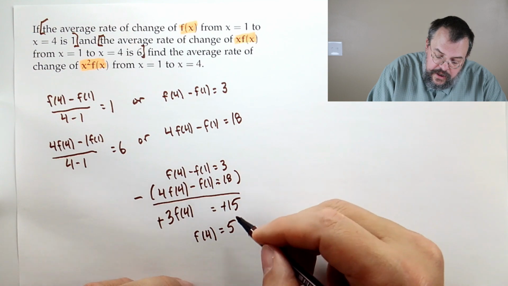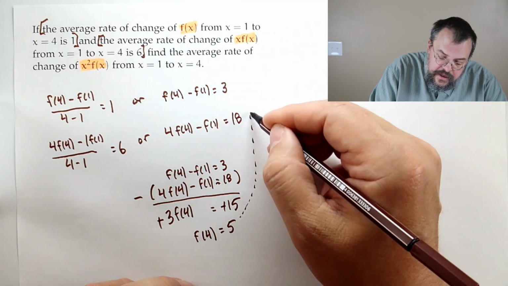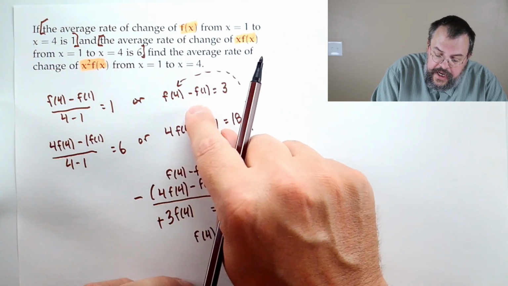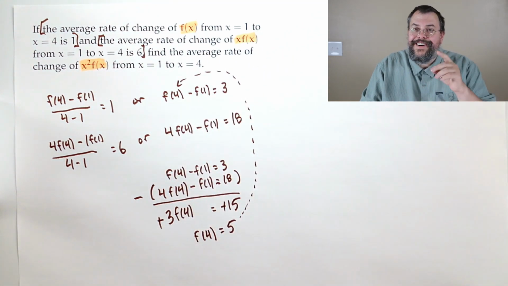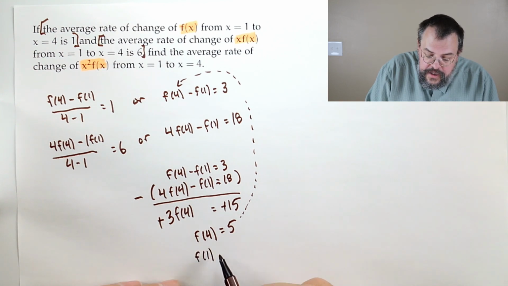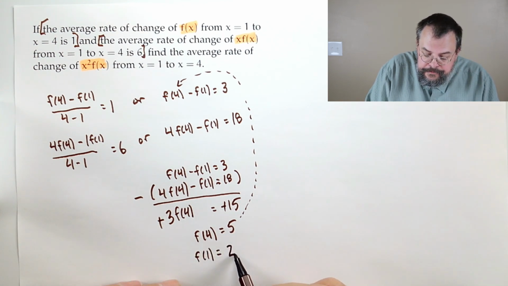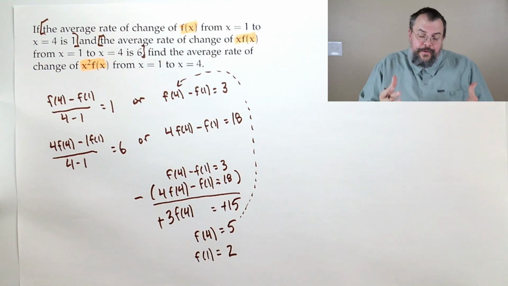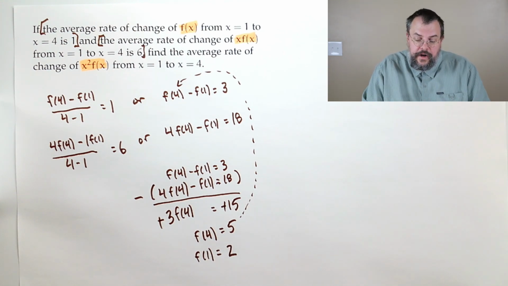Now, I have f of 4. What do I do with that? Well, I can now come back in. Doesn't really matter where. Let's say I plug it in here. 5 minus f of 1 equals 3. Well, I know a number that does that. That tells us that f of 1 would have to be 2. So, we've now solved for what f of 4 and f of 1 are.